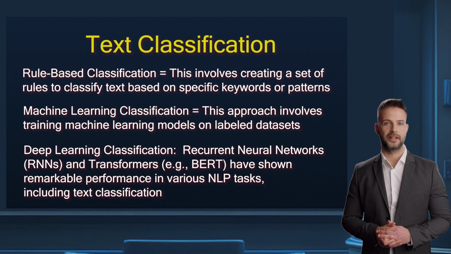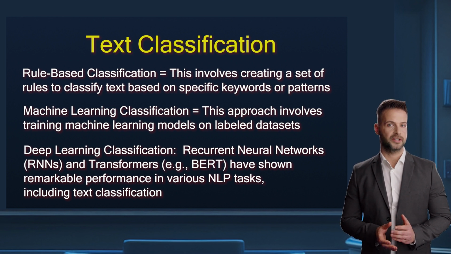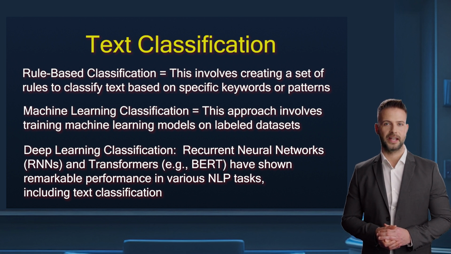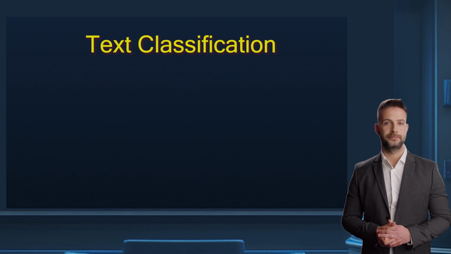And finally, how about deep learning classification? With the rise of deep learning, neural networks have become popular for text classification tasks. Models like recurrent neural networks, RNNs, and transformers such as BERT have shown remarkable performance in various NLP tasks, including text classification. To implement text classification, we typically follow these steps.